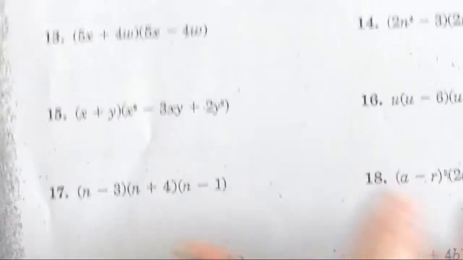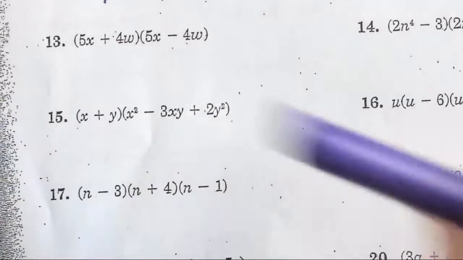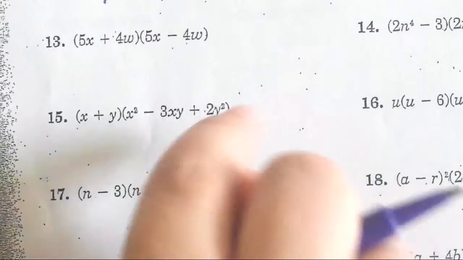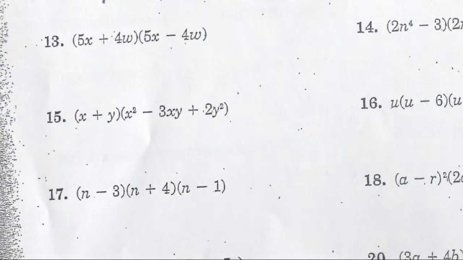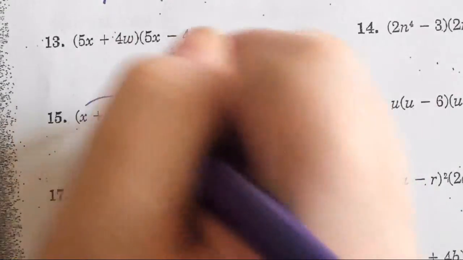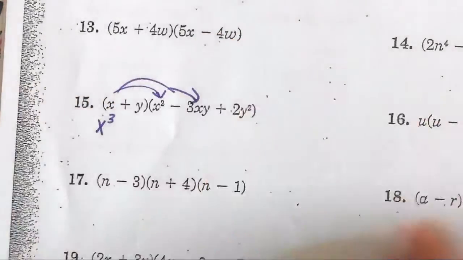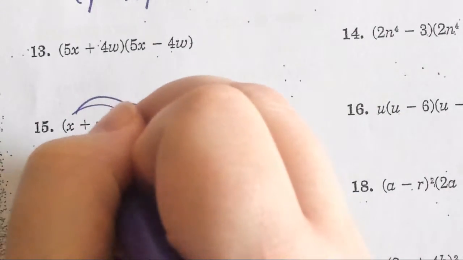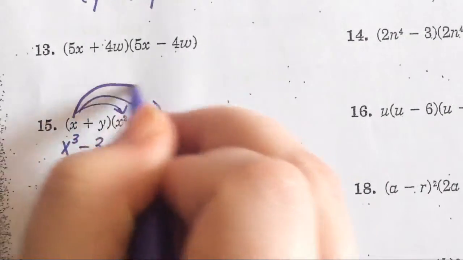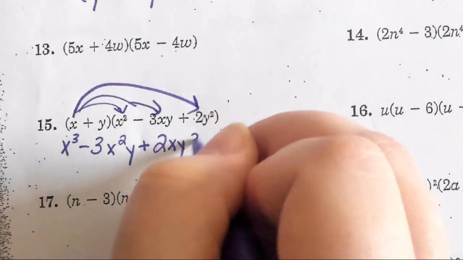Now 17 we could turn into a FOIL problem. We could FOIL the first 2 guys, and then have to distribute to the third guy. We can make it a FOIL problem. I'm going to do 15 because it's pretty set in stone of how I have to solve it. I have to distribute that x to everybody. So x times x squared, I get x to the third. X times negative 3xy, I get negative 3x squared y. X times 2y squared, I get 2xy squared.